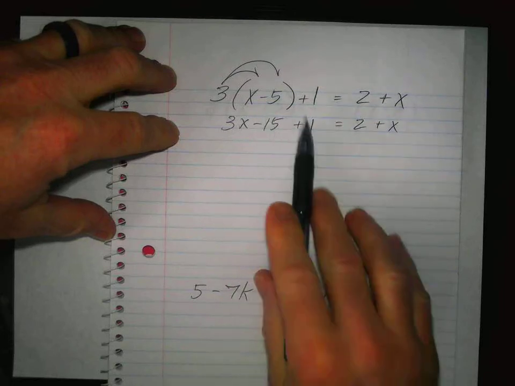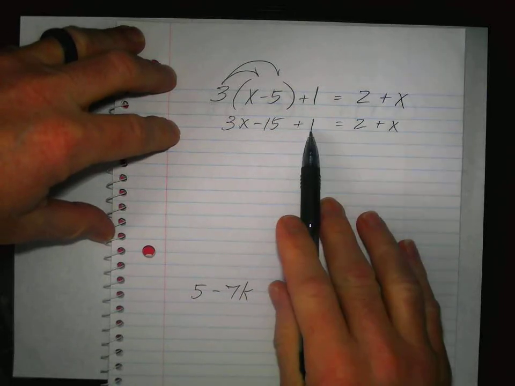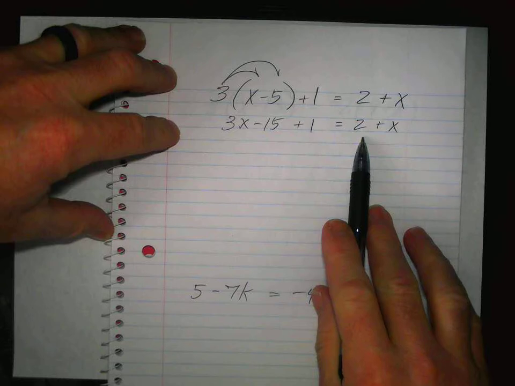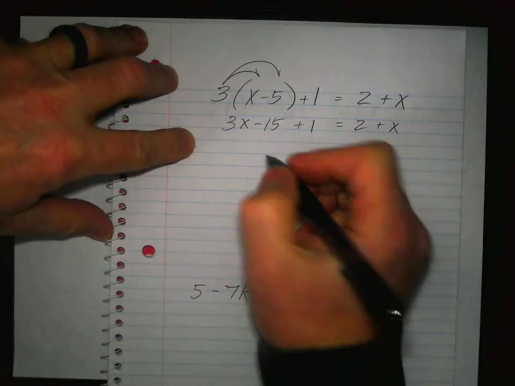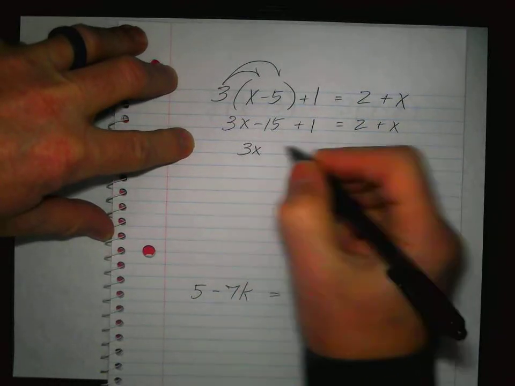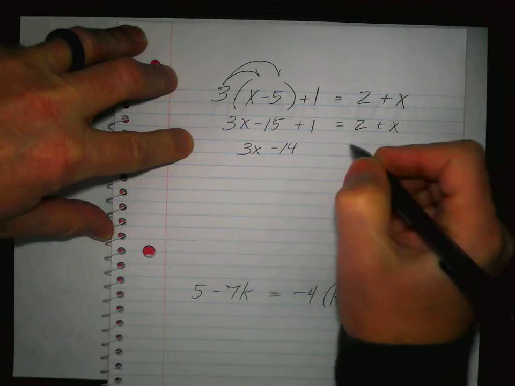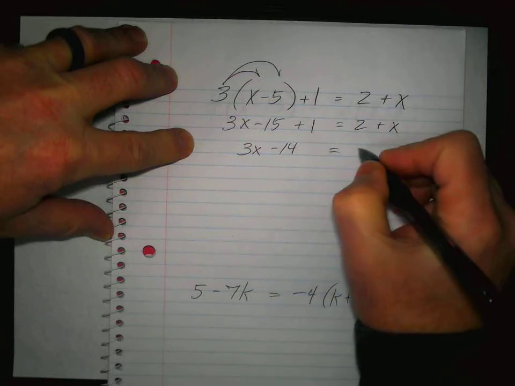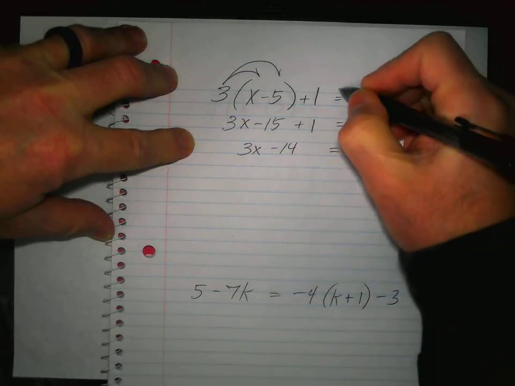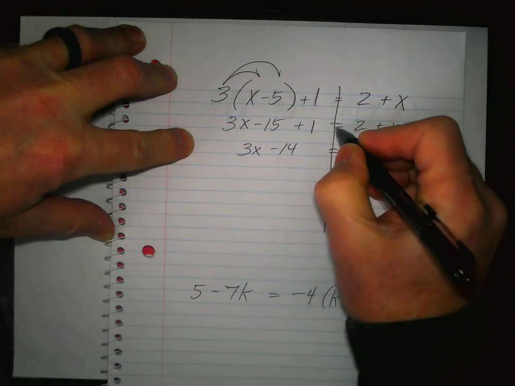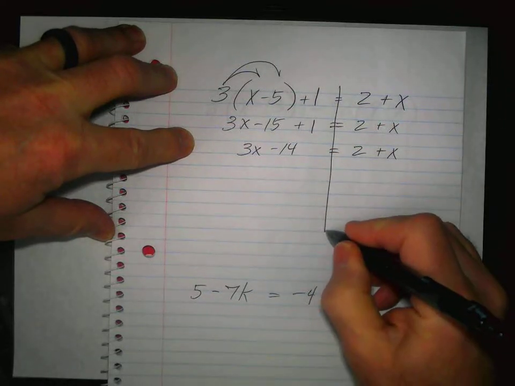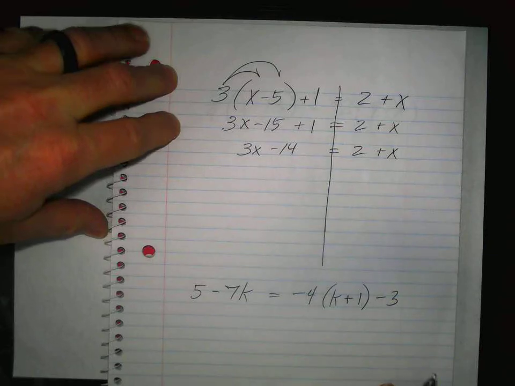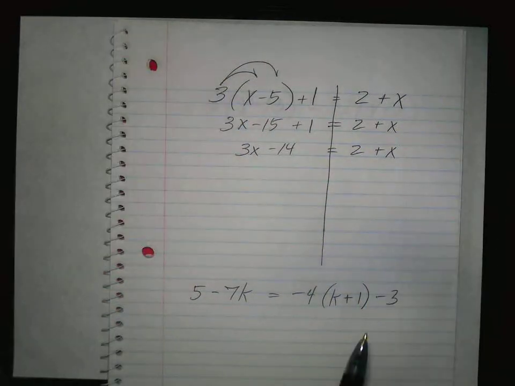We should combine these into one idea so that we don't have to make a 0 pair with the 1 and then a 0 pair with the negative 15. So I'm going to change this into 3x minus 14 equals 2 plus x. Well, the first thing I should have done was drawn my line down the middle. Always should do that so I can make sure that I'm balancing the sides.